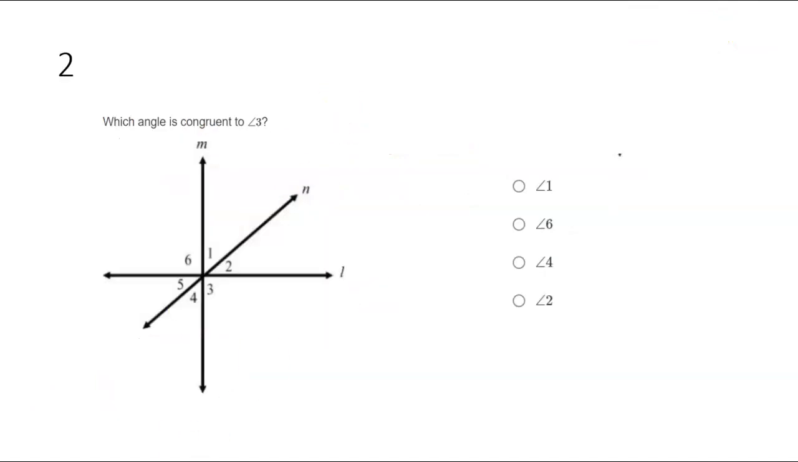Number 2, which angle is congruent to angle 3? When I look at this one, I want to first find angle 3. So here's angle 3, and I'm looking for something that's congruent to it. If I draw a line here just to highlight these two lines, because of the way these lines cross, angle 3 and angle 6 are vertical angles, so they are congruent.